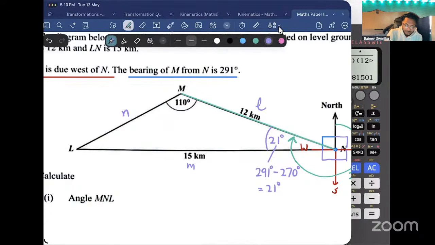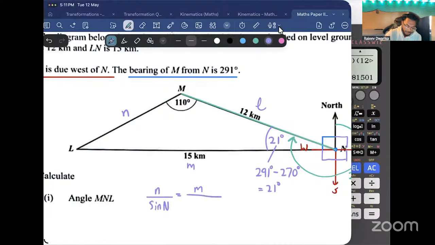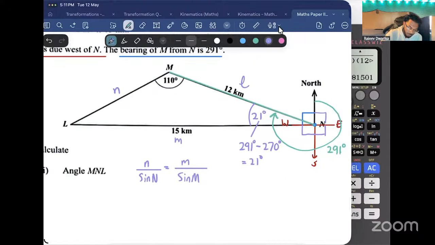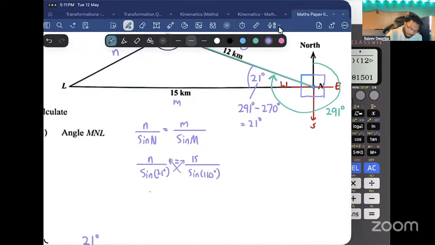So if you use any sine rule, since you have a pair of information, immediately I'd select n over sine n. And we are trying to find n, so you have to select that obviously. And the pair of information is the m. So I'll say common m all over sine m. So let's substitute now. We don't know what n is, I'll leave that blank. Sine n, angle n is 21 degrees. m is 15. Sine 110. And cross multiply, you're gonna get n sine 110 degrees is equal to 15 sine 21 degrees.